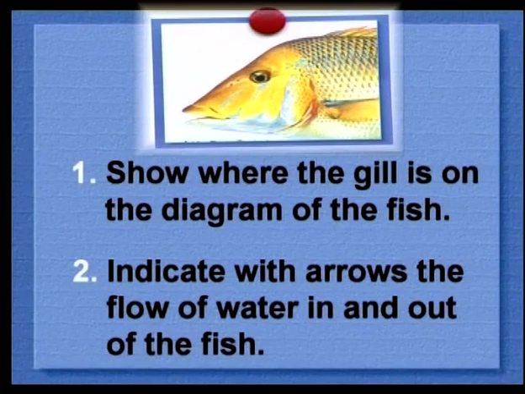You've just seen the picture, you've just seen that little red fish, and students in the receiving schools, you also know how fish look. So for that second question, once again, you are to indicate with arrows the flow of water in and out of the fish. Which part of the body takes in water and which part releases the water, or lets the water get out of the fish?